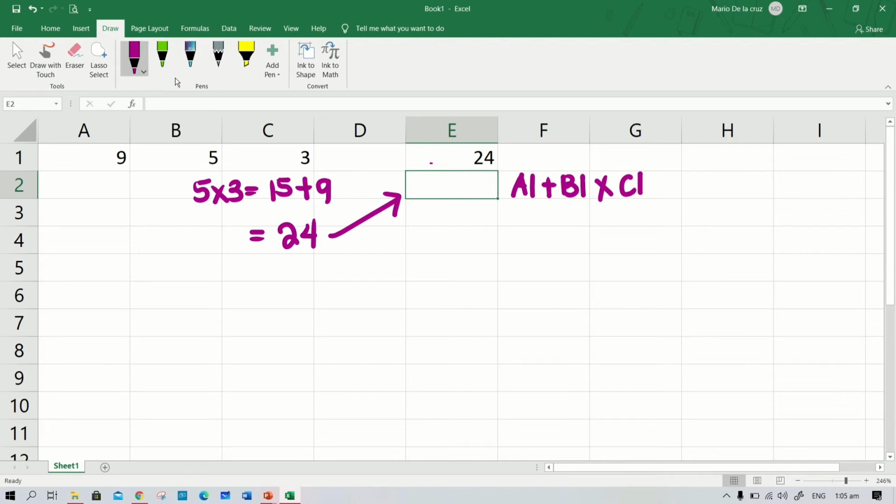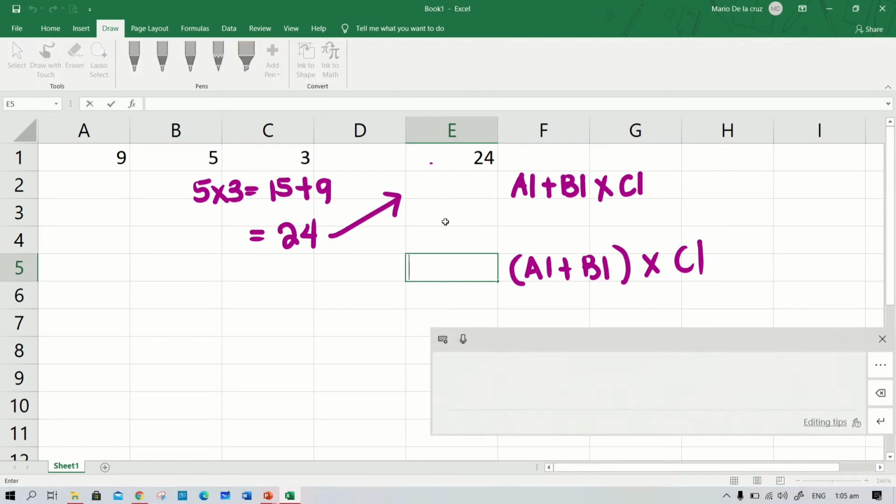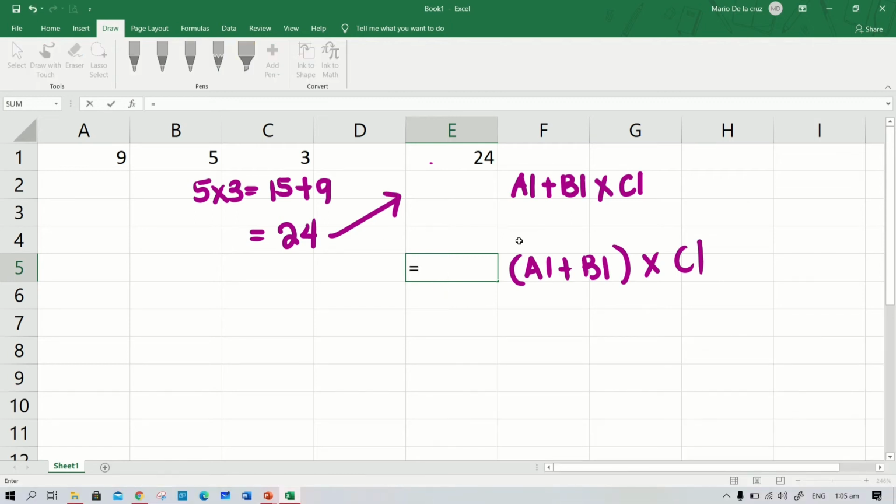Now, let's try to put parenthesis naman. Let's say A1 plus B1 multiply to C1. What do you think will be our answer? Parehas kaya yung lalabas? So, let's try to place the answer here. E5 tayo maglagay ng formula. So, again, we write equal sign and then input this.